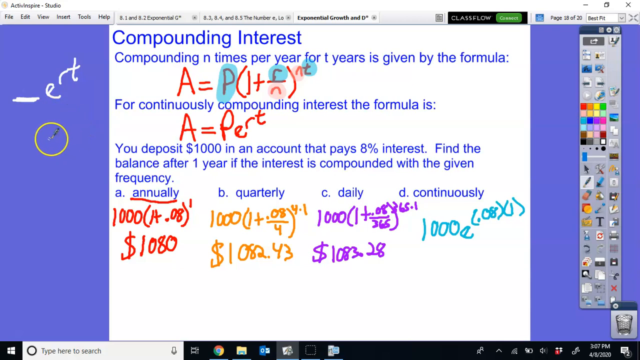Let me give you one example too that you'll see. You'll see e raised to the negative rt. Remember we talked about that a little while ago, that negative rt is going to flip this. So instead of growth, it would be a decay function. There are a lot of things in real life that decay at a constant rate, continuously.